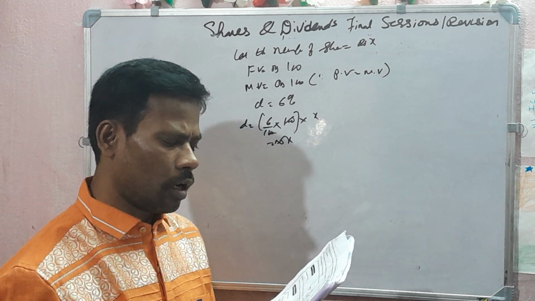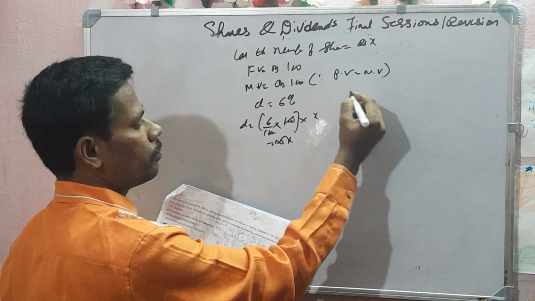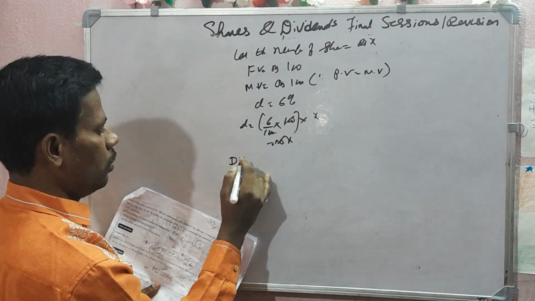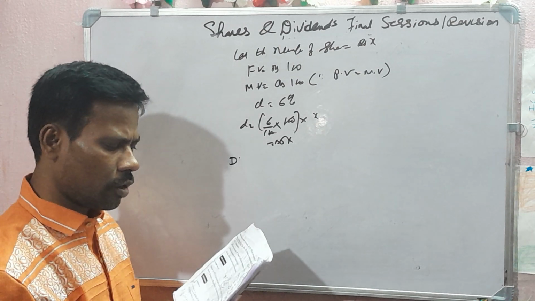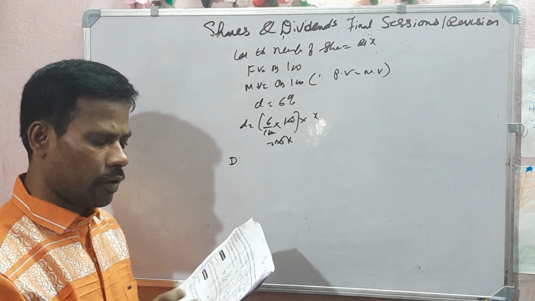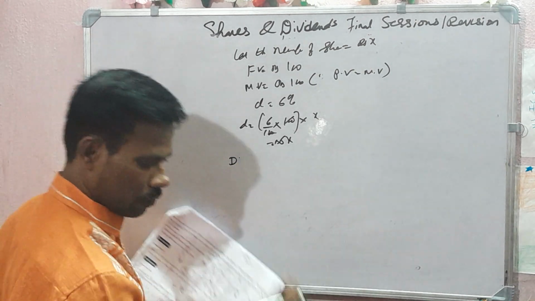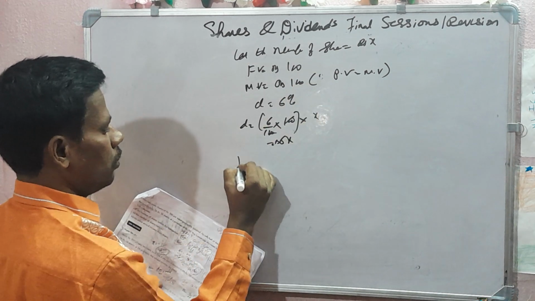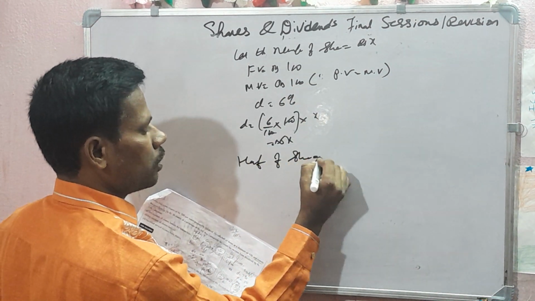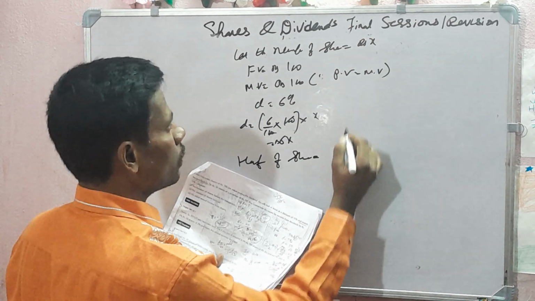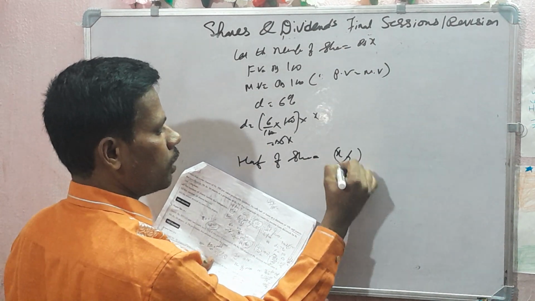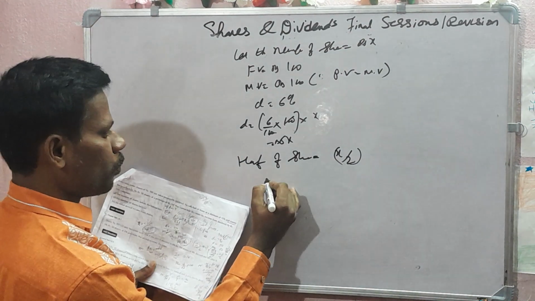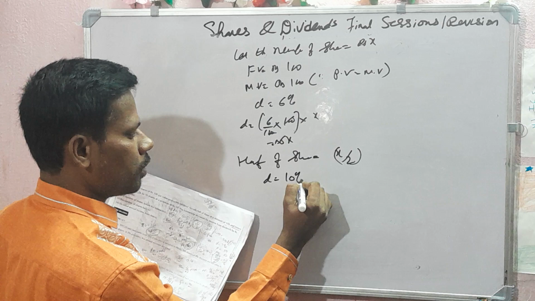Next, he sells half of these shares at a discount of 10%. Half of the shares means how much? Half of shares, how many shares are there? X. Half of the shares means X by 2, right? He sells half of the shares at a discount of 10%. Discount is equal to 10%.